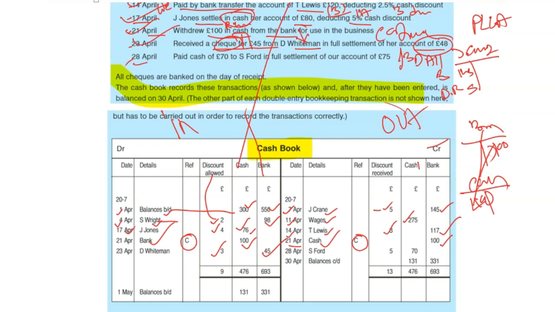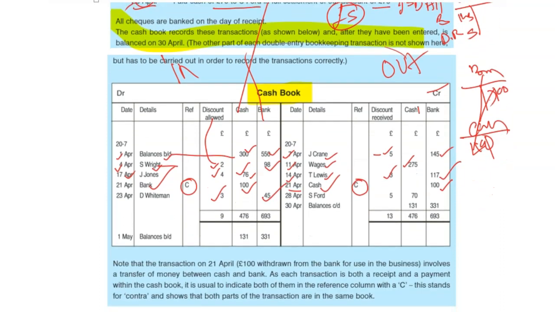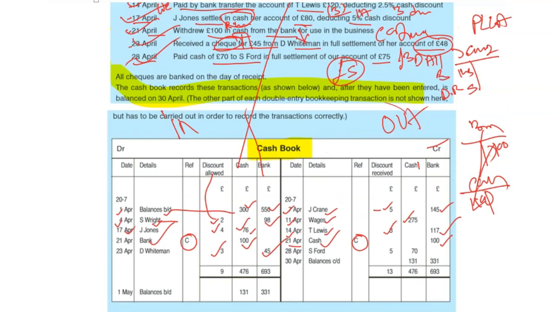And finally, 28th of April, paid cash of 70 to S. Ford in full settlement of our account. So we were supposed to pay S. Ford 75, but we paid 70. Why? S. Ford must have given us a discount. It is not clearly told whether discount received or allowed, but that's what you need to assume. It's money paid, money out, so go to the credit side. Is there cash or check? Paid cash. Be careful with that. So cash 70. 5 is discount we received. That's it. All our transactions have been taken into account.